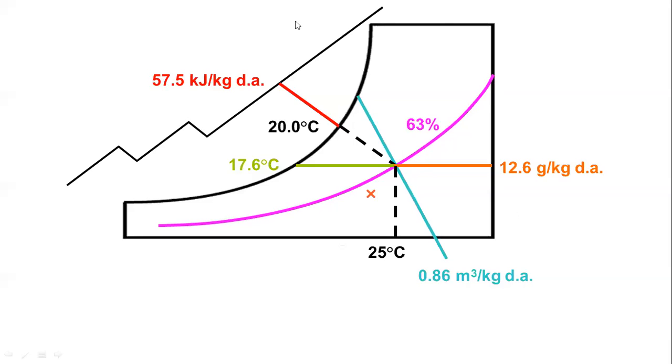In this diagram, I have shown in a simple way what we found in that numerical. You can see we found the intersection, and through it we drew a line horizontally towards this curve, that is 17.6, and we get this reading. Then horizontally towards the y-axis, 12.6. We have got the reading of humidity ratio, and this blue line shows the specific volume, which is 0.86 meter cube per kg of dry air. And the line extended from the 100% humidity curve towards the enthalpy scale gives 57.5 kilojoule per kg.